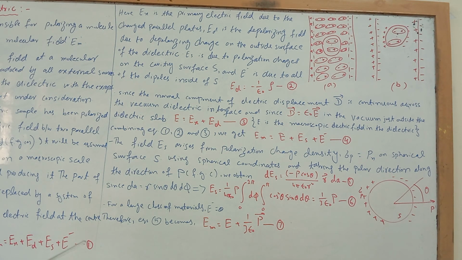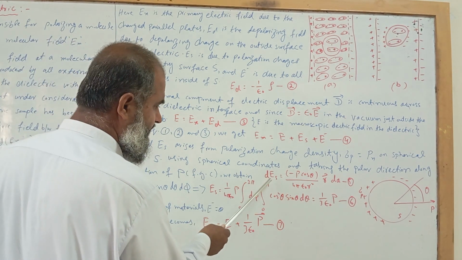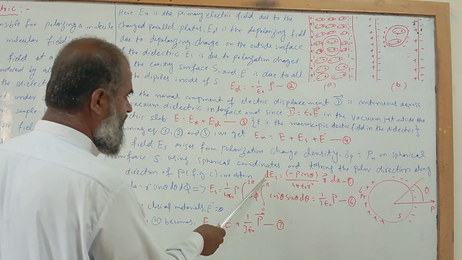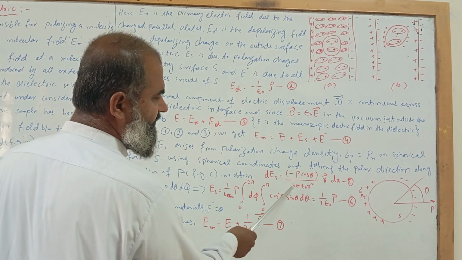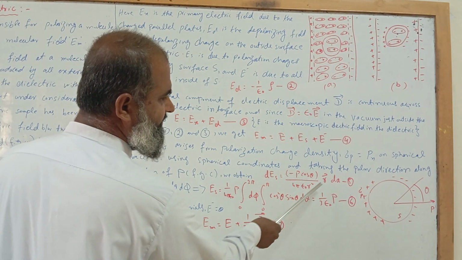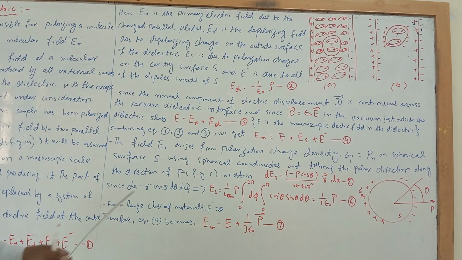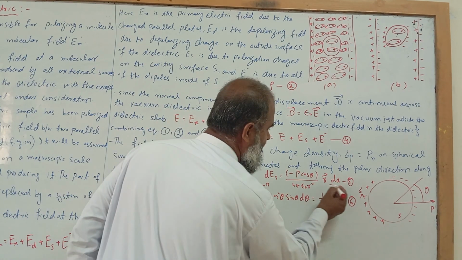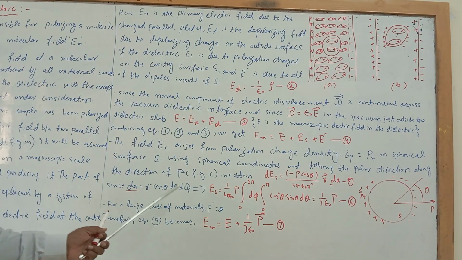Then in spherical polar coordinates, we know that there are three coordinates: r, theta, and phi. We can write this electric field as dE_s equal to minus P cos theta over 4 pi epsilon naught r square, times dA. And we know that this differential area dA is equal to r square sine theta d phi.